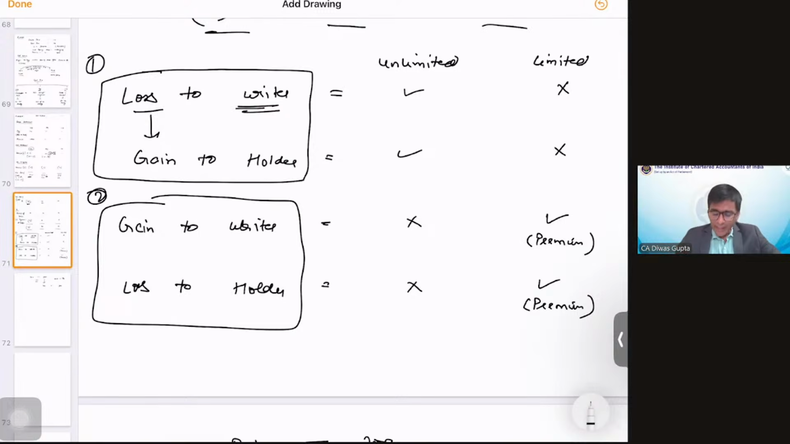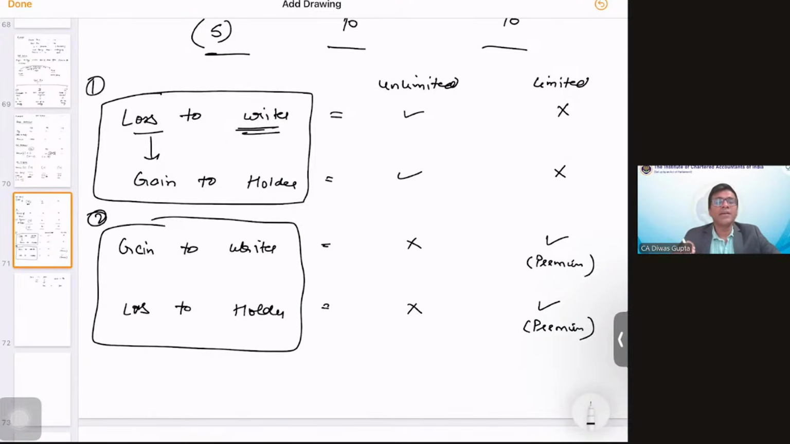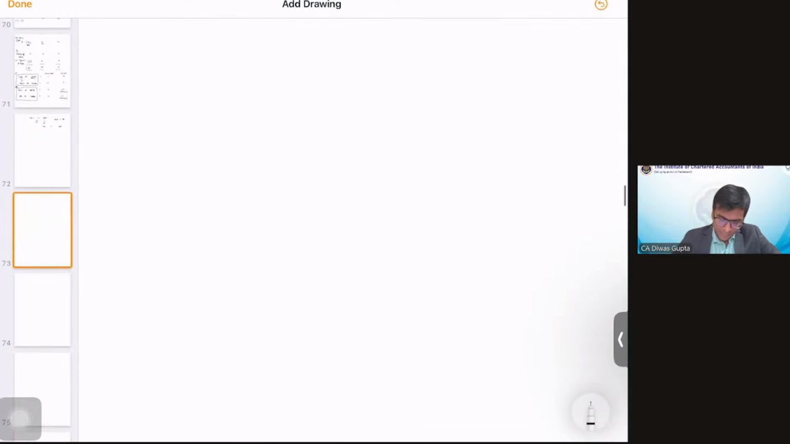Perfect. So, in this case, we also discussed that loss to the writer will be unlimited, right? Because if the price movement happens in a very unfavorable way, very high, the writer will incur a good amount of loss. Gain to the holder will mean whatever is the loss to the writer will simply become the gain to the holder, which is also unlimited. Similarly, gain to the writer, which is equivalent to the premium amount, will be limited. Similarly, loss to the holder will also be limited. Okay, then let's move ahead.